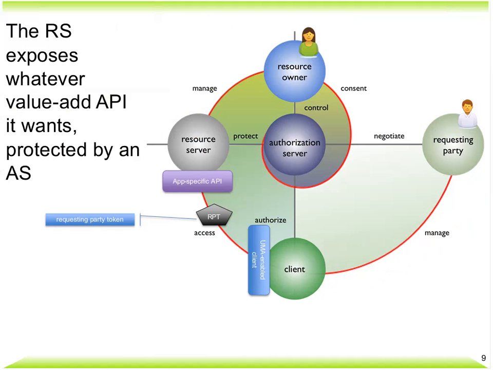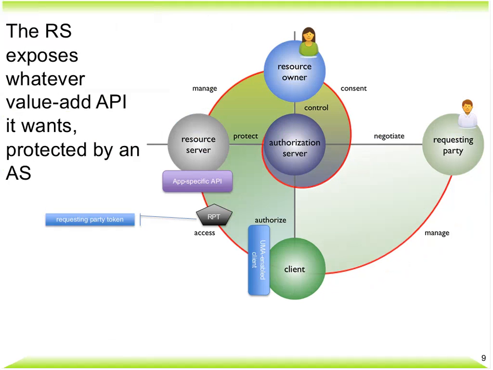So we have three main entities, and three different pairwise relationships between them. I want to describe those really briefly to you all. The first one is the resource server exposes whatever API it wants, whatever set of resources it wants, just like in plain OAuth, and those resources are protected by an AS, just like in plain OAuth.